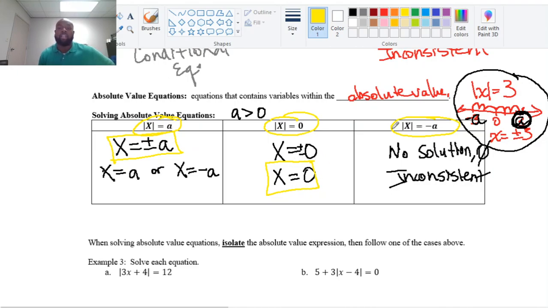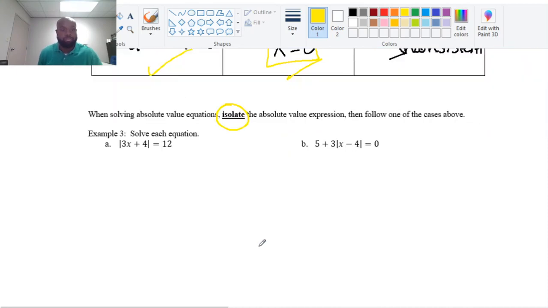And this one doesn't have a solution, so we won't talk about that. But one of the points I'm trying to make here is that the first thing you need to do is to isolate your absolute value expression. Get it on one side by itself. Then you follow one of these cases here to drop your absolute value symbol, because we can't solve for x if it's in the absolute value. So our goal is to drop the absolute value, and these 3 methods are how we're going to do that.